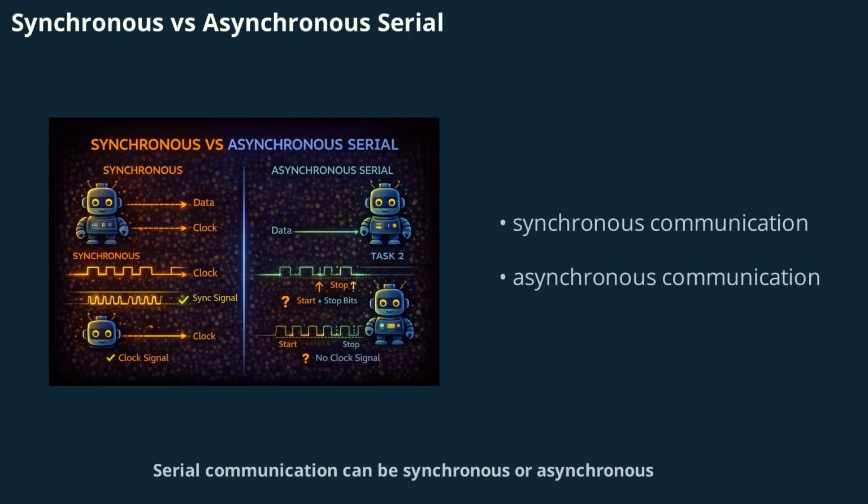Serial communication can be synchronous or asynchronous. Synchronous communication uses a clock signal to synchronize data transfer, offering higher speed and efficiency but requiring extra wiring. Asynchronous communication like UART doesn't use a shared clock and relies on start-stop bits, making it simpler and more common in embedded systems. Each method has its advantages, and the choice depends on application requirements for speed, complexity, and wiring.